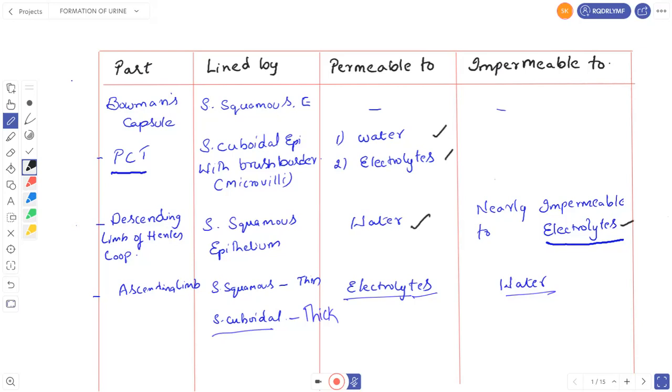Then ascending limb, if we take it, is lined by simple squamous epithelium. That means in the ascending limb, there are two segments. One is the thin segment, one is the thick segment. Thin segment is lined by simple squamous epithelium and thick segment is lined by simple cuboidal epithelium. Both the thin and thick segments are permeable to the electrolytes and impermeable to the water.